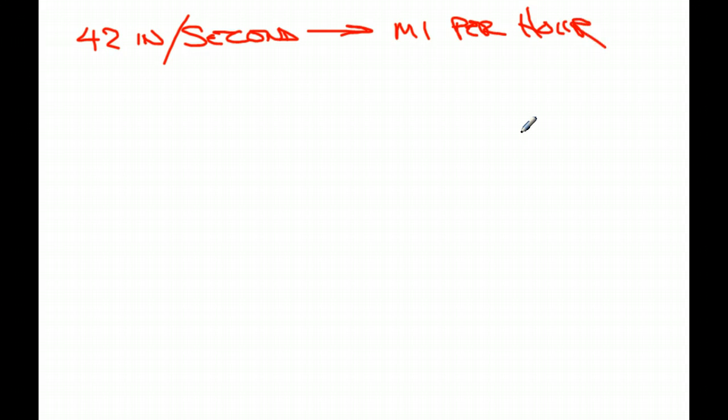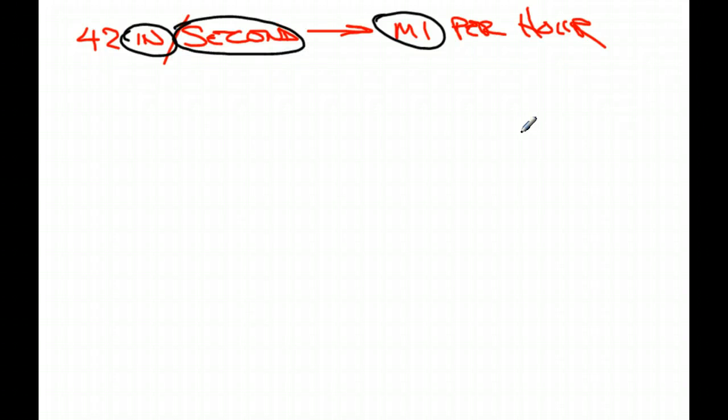So, how fast is an object going if it's going 42 inches per second if I want to change that to miles per hour? Because now what I'm doing is I have to change my inches to miles and my seconds, my time, to hours. So I've got to do both of those in the same problem.